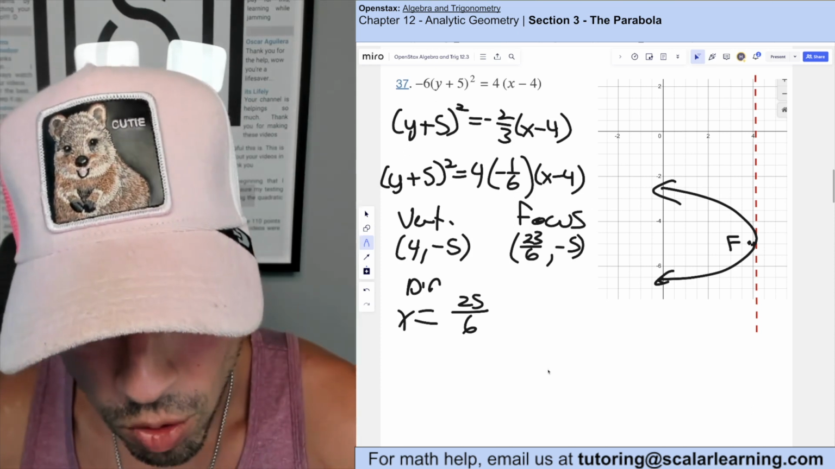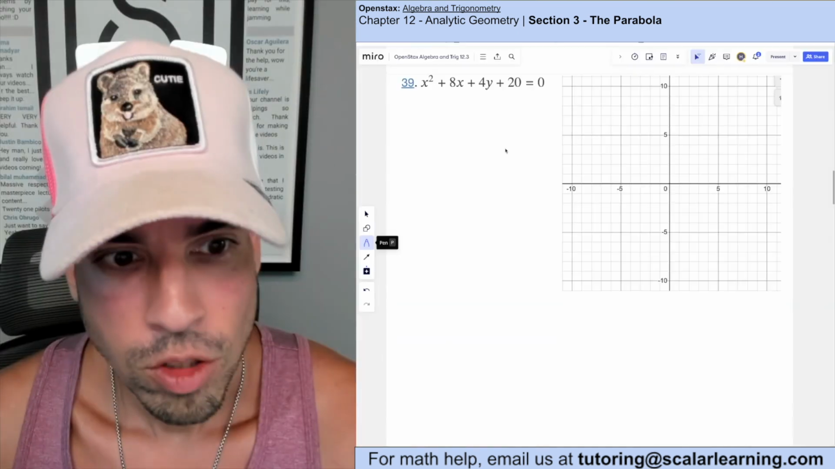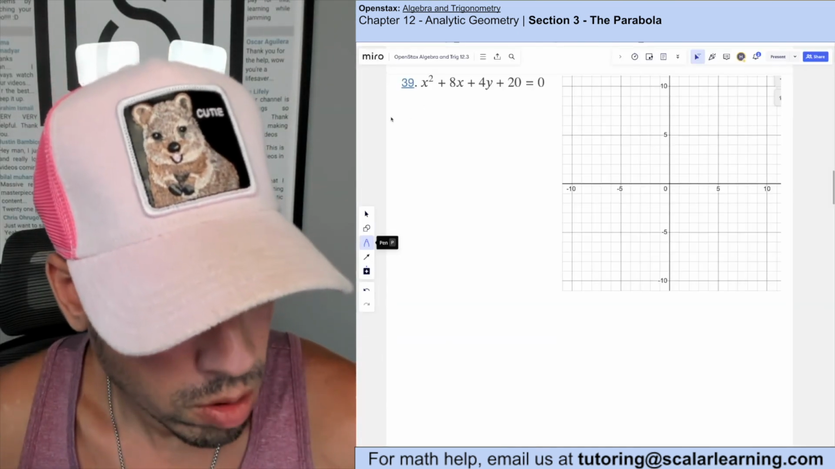There's your approximate graph. That's how you do it. Done. So for this one, before I start, we need to get it into our nice standard format.